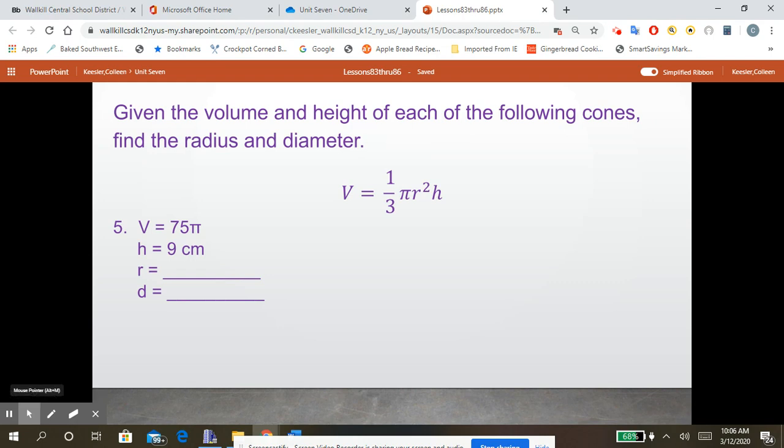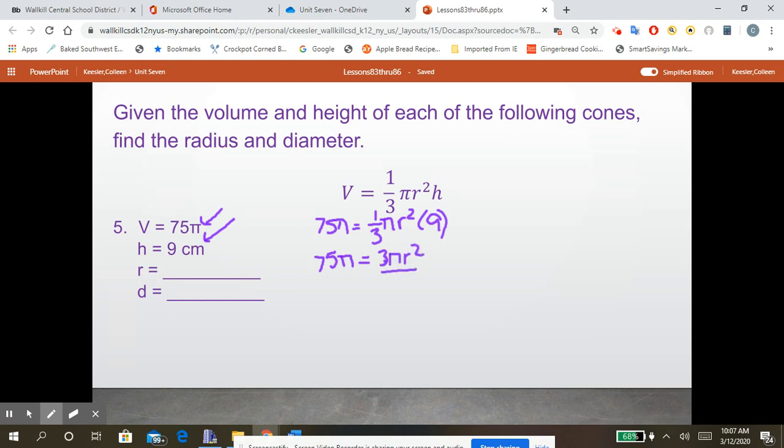Number 5. So given the volume and height of each of the following cones now, we're going to find the radius and the diameter. So we notice the volume formula for a cone. We're going to plug in all the givens like we did before. So we have 75 pi equals 1/3 pi r squared times 9, which is the height. Now this has an added layer because of the 1/3, so I'm going to try to simplify a little bit. So 75 pi equals 1/3 of 9, which is 3 pi r squared.